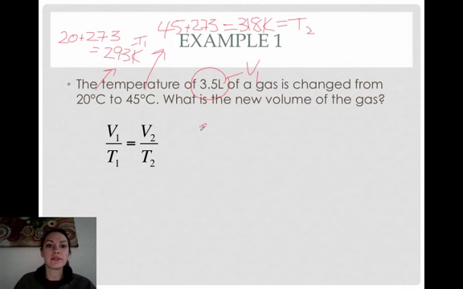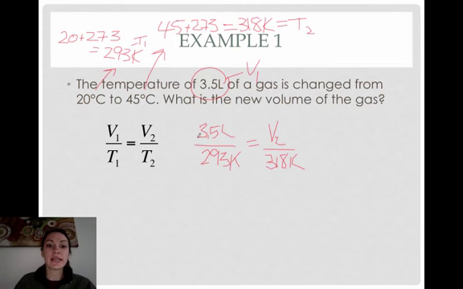Our V1 is 3.5 liters over our initial temperature, which is going to be 293 Kelvin, equals our second volume, which we do not know, that's what we're looking for, over our second temperature, which is 318 Kelvin, which we do know. So now we can do this math out. We're all set, okay? This is our equation set up, ready to rock and roll.